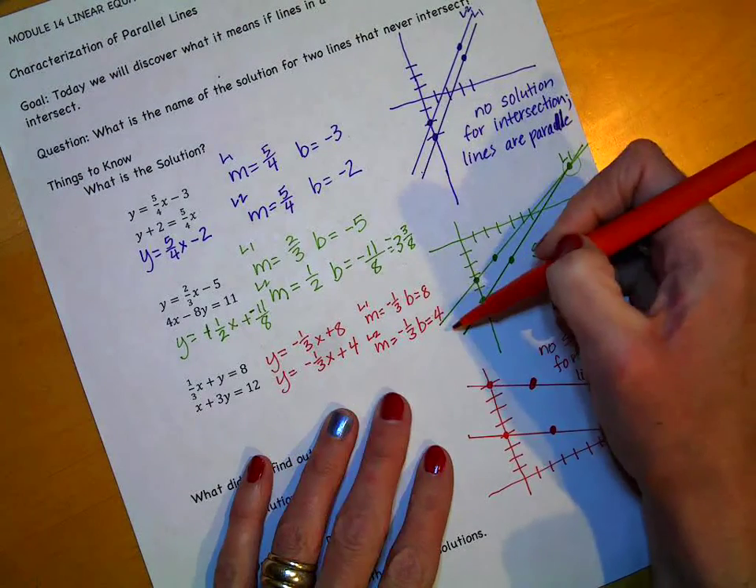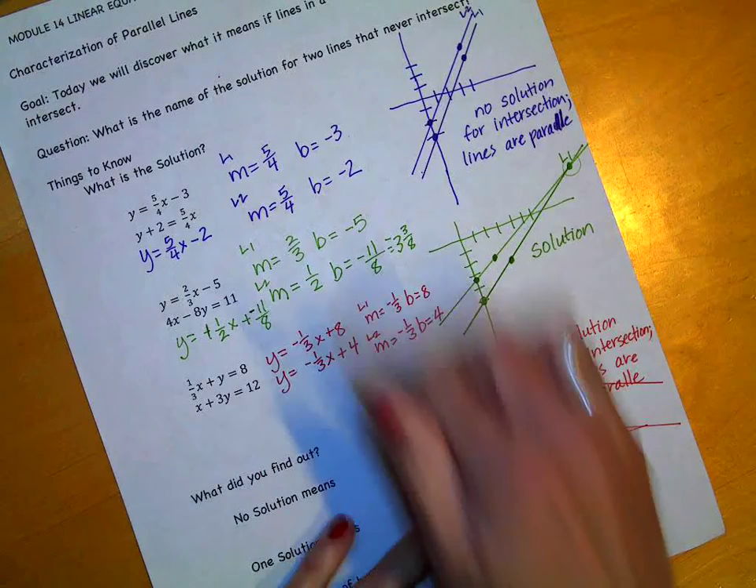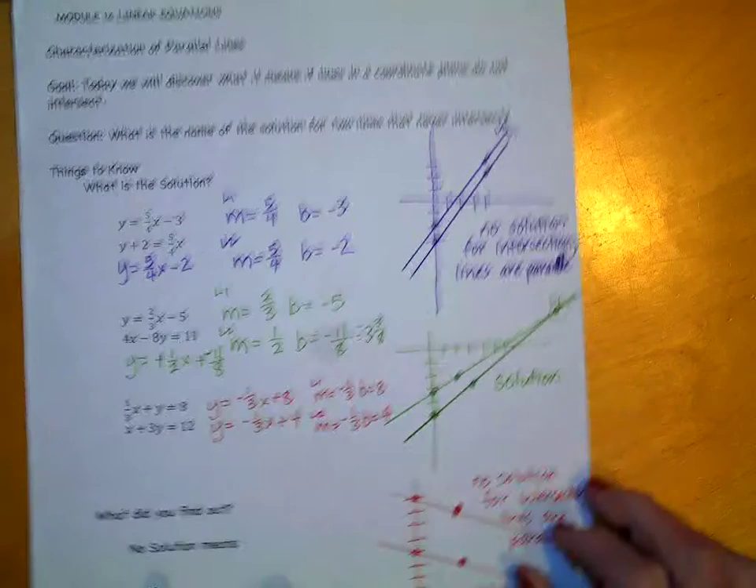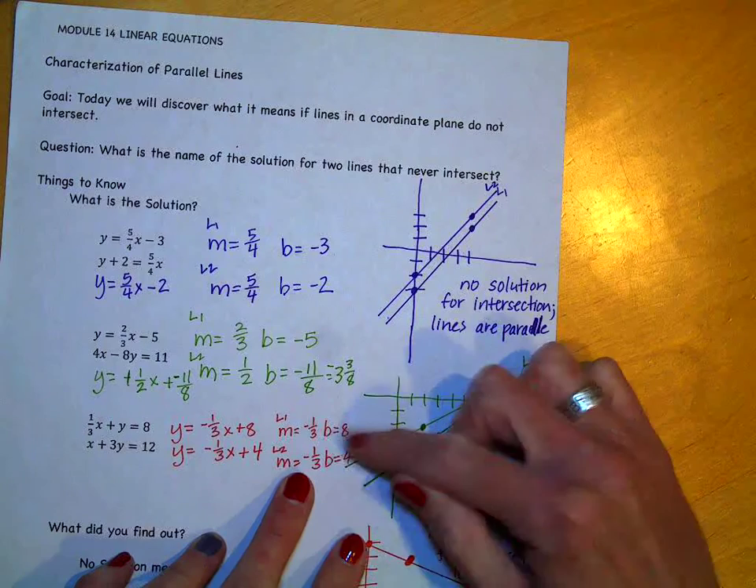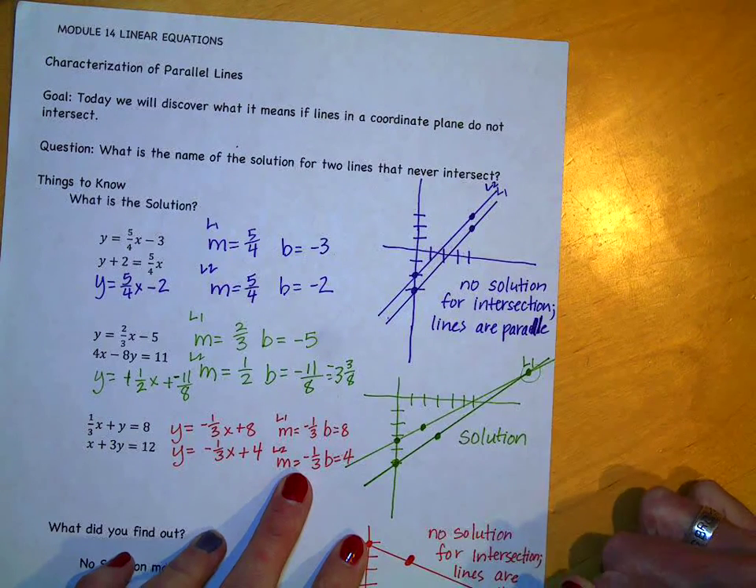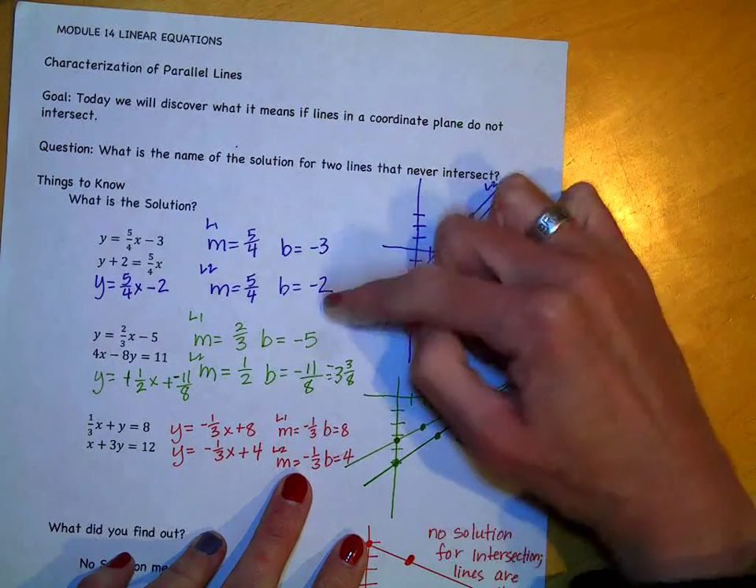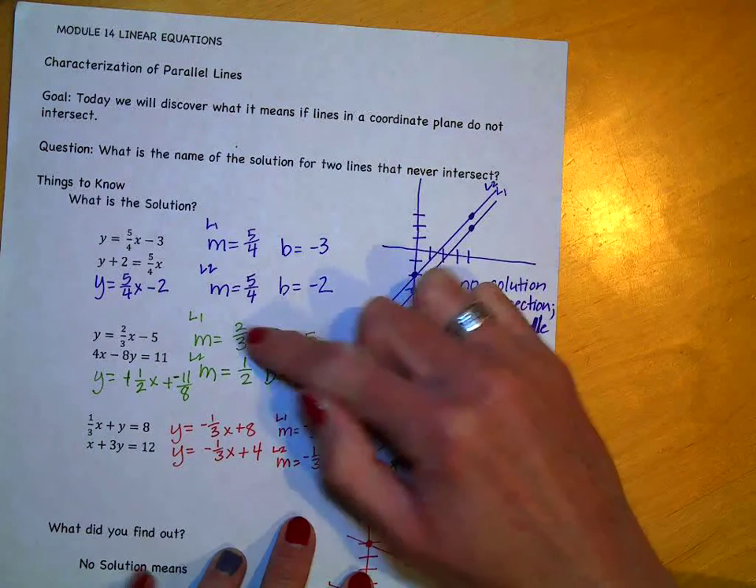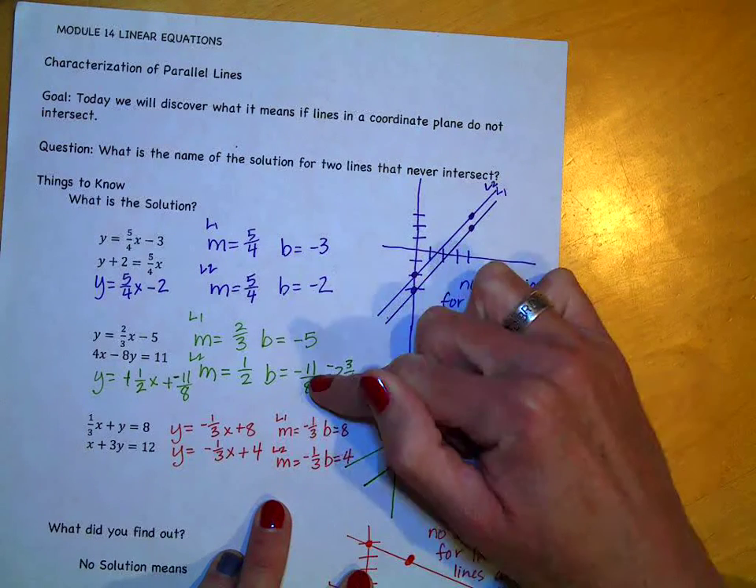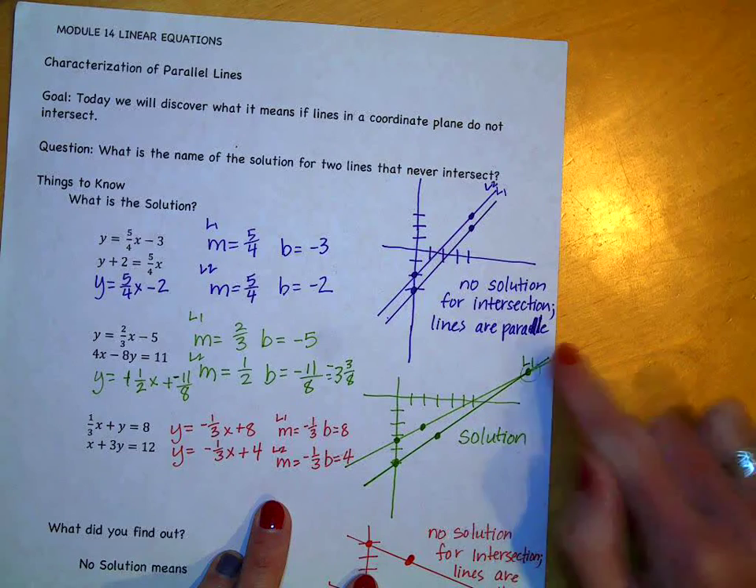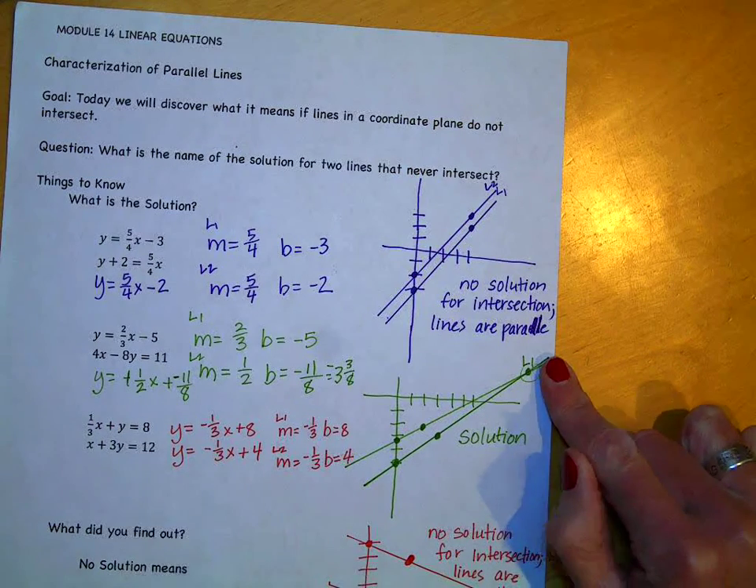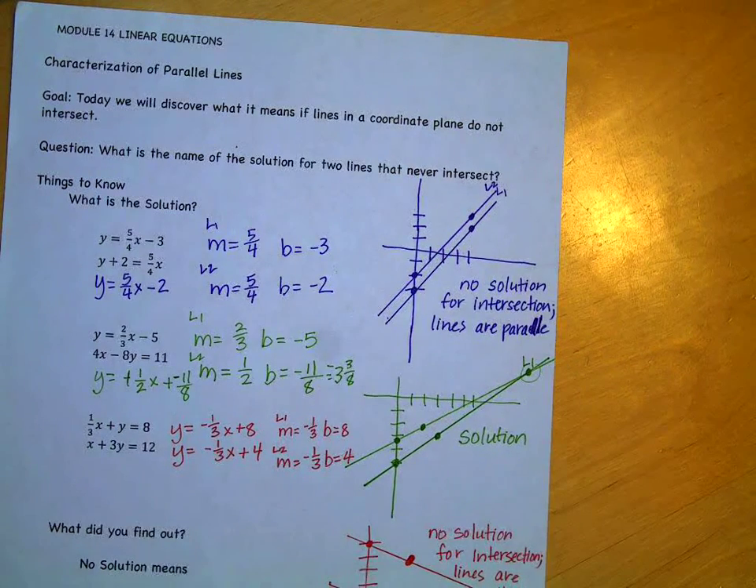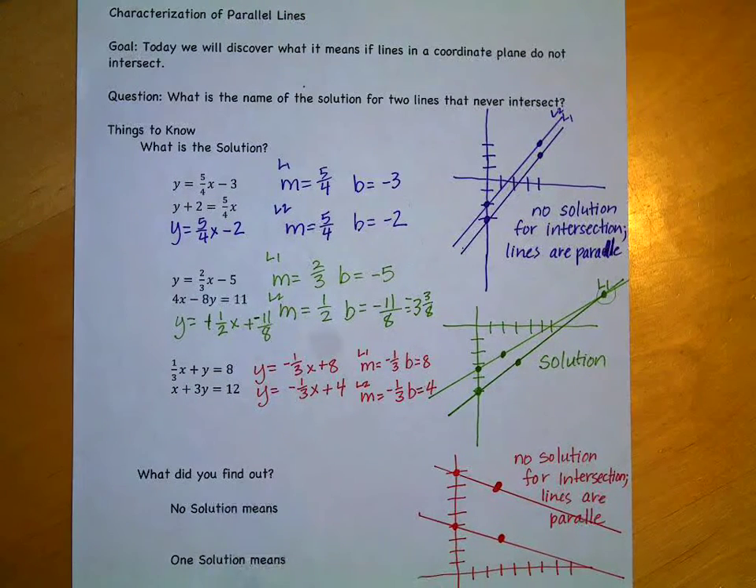Slopes are the same, negative 1/3, negative 1/3. Intercepts are different. So I'm gathering by these two examples that we did, when your slopes are the same but you have different intercepts, your lines are parallel. If your slopes are different and your intercepts are different, then you will find a solution because they will collide into each other. Okay? So that was kind of fun to decide and figure out what we can learn from that.